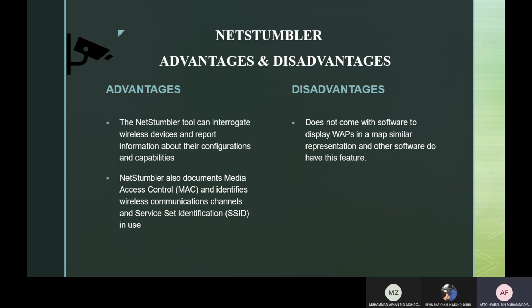NetStumbler advantages and disadvantages. An advantage of NetStumbler is that the tool can integrate wireless devices and report information about their configuration and capability. Secondly, NetStumbler also documents the media access control address, which is MAC, and identifies the wireless communication channel and service set identifier, SSID, in use. A disadvantage of NetStumbler is that it does not come with software to display WAPs in a map-like representation, and other software do have these features.